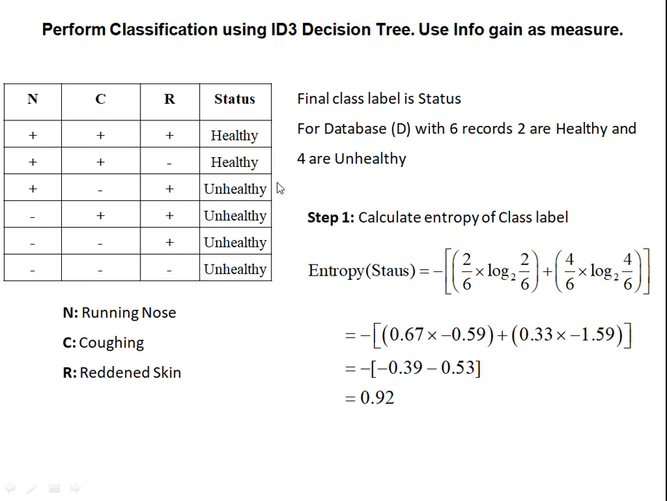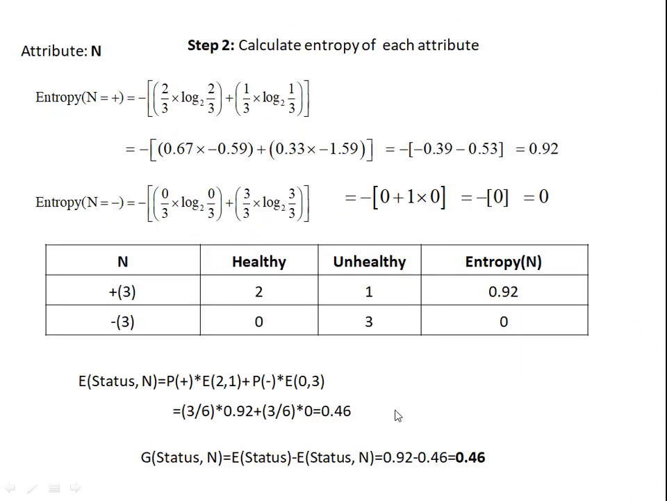Now first we require to calculate the entropy for entire database. Total 6 records are there, out of which 2 are healthy and 4 are unhealthy. Therefore, entropy of status is equal to minus of 2 by 6 into log 2 of 2 by 6 plus 4 by 6 into log 2 of 4 by 6. This is the entropy calculation for the healthy and this is for unhealthy, and their summation and outside minus sign is there. After calculation, we are getting the value of 0.92.